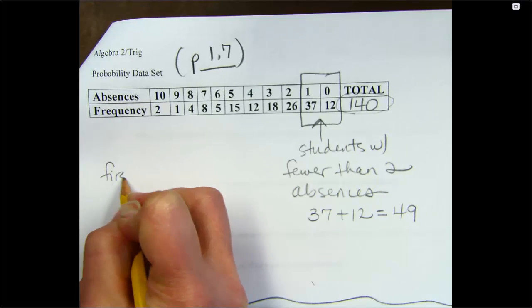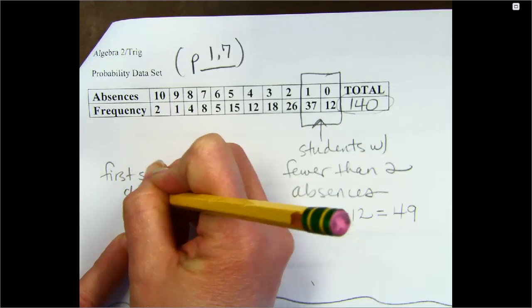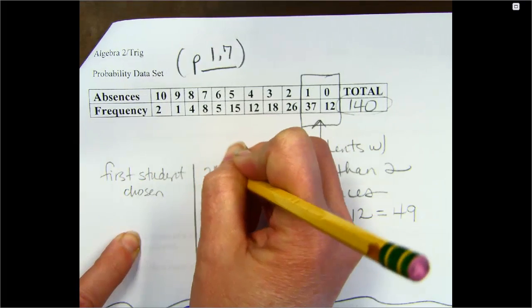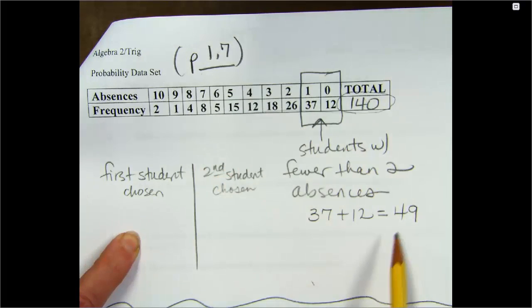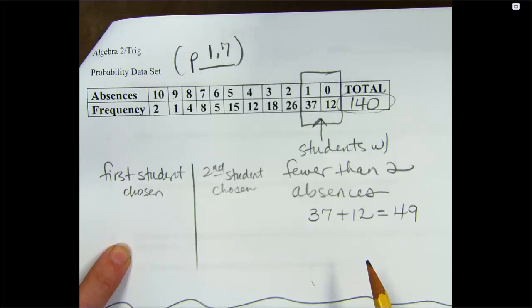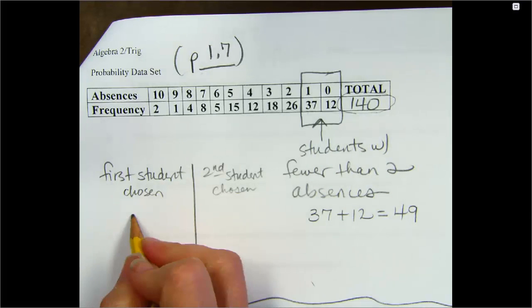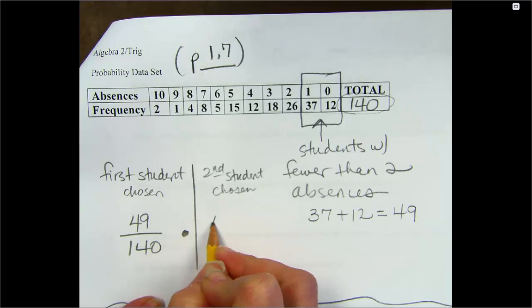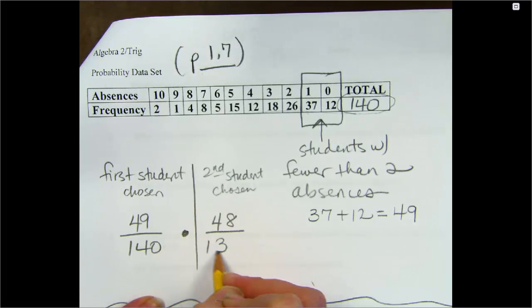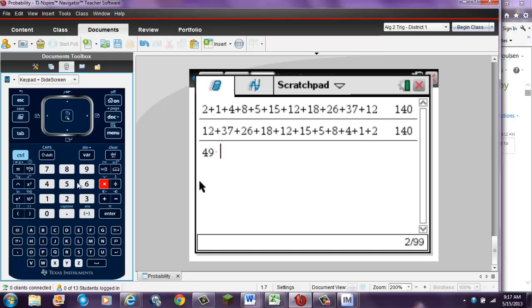And the question is asking about two different students. So the chance that my first student picked has fewer than 2 absences, multiplied by the probability that my second student chosen has fewer than 2 absences. So there are 49 students with fewer than 2 absences. So the probability of the first student chosen is 49 out of 140 students. Multiply that by 48 out of 139, because you've already accounted for one of the students with fewer than 2 absences.